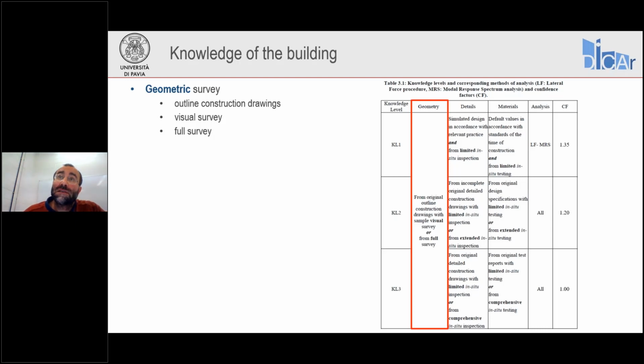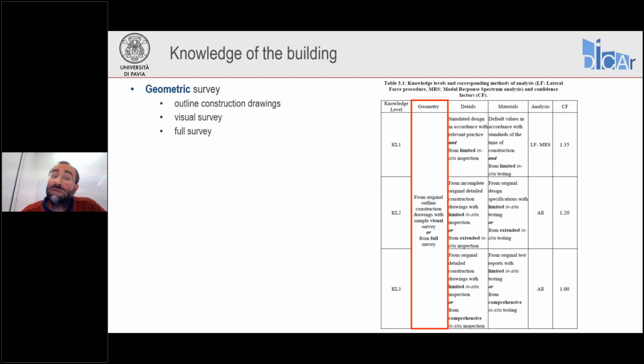The first part of this knowledge is related to geometry. And to determine the geometry of the building, we can make use of outline construction drawings if they are available, if we can find them. For historical buildings, this may not be so easy. For more modern buildings, instead, it's more likely that we can find them. Then we may have to carry out some surveys on the field. If we have good construction drawings, a visual survey may be enough just to confirm that the drawings correspond to the reality, or to adjust where we have some inconsistencies.